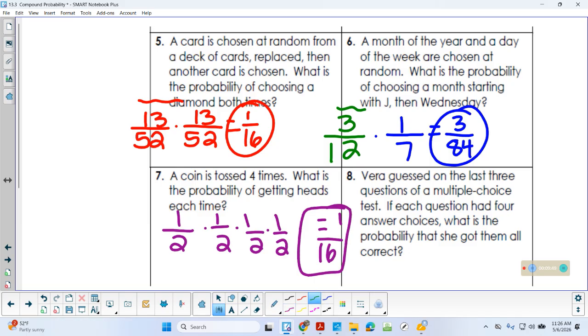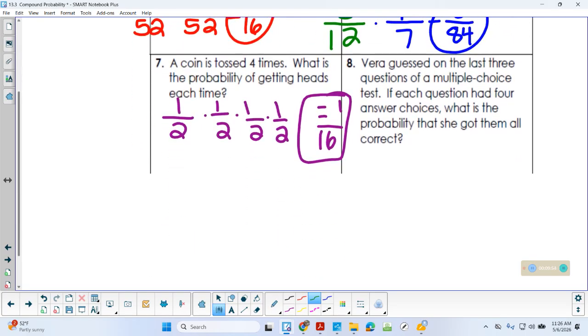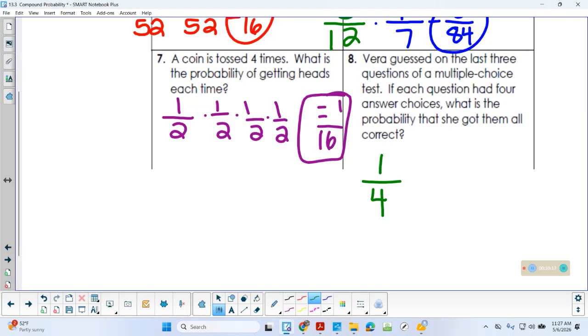All right, Vera guessed on the last 3 questions of a multiple choice test. I'm just going to scroll this up. What is the probability she got them all correct? Okay, so she guessed on the last 3 questions. That makes me depressed, but whatever. If each question had 4 answer choices, so we have 4 total outcomes. Well, what's your favorable outcomes? She got all of them correct. 1. There's only 1 shot that she got all of them correct. Now, we're talking, though, she answered, how many of these did we guess on? So we have 3 of these guys.